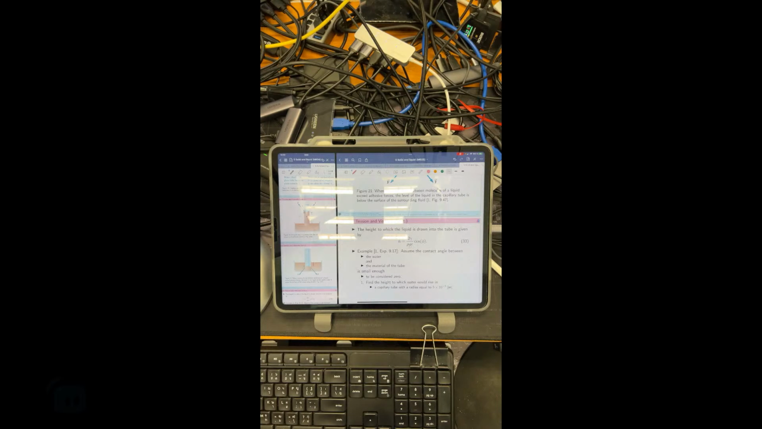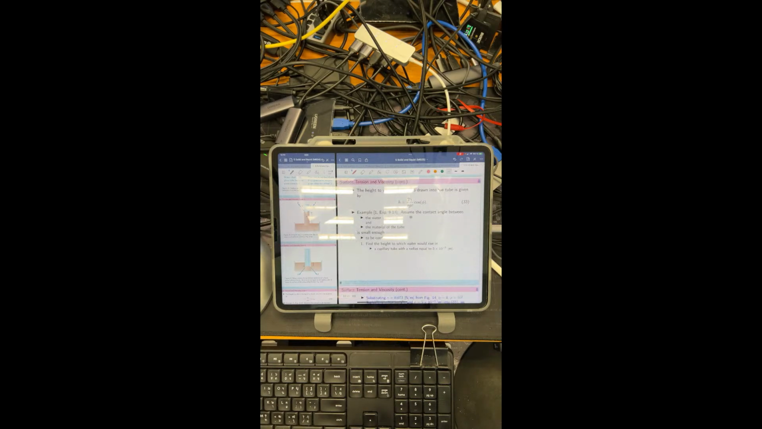And one more thing, if you use a big capillary tube, with a big radius here, you would have less height. The height will not be big, because it inversely depends on the radius of the capillary tube. All right.